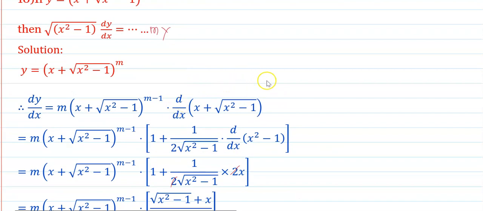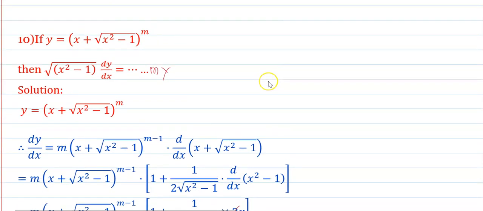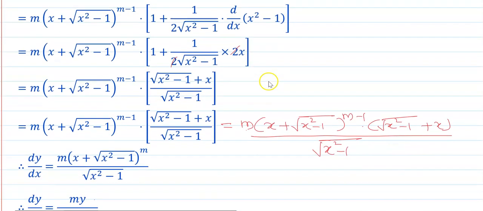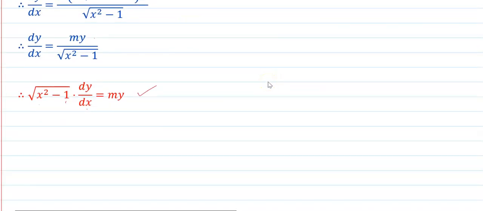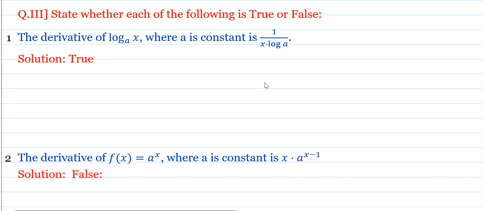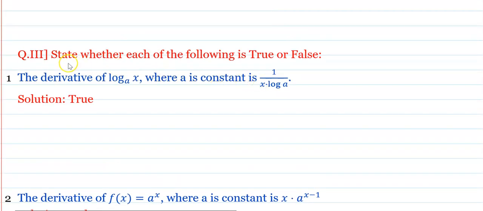You can see it once again. Okay, now the next question, number 3. State whether each of the following is true or false. First: the derivative of log of x to the base a, where a is a constant, is 1 upon x into log of a. This is true.